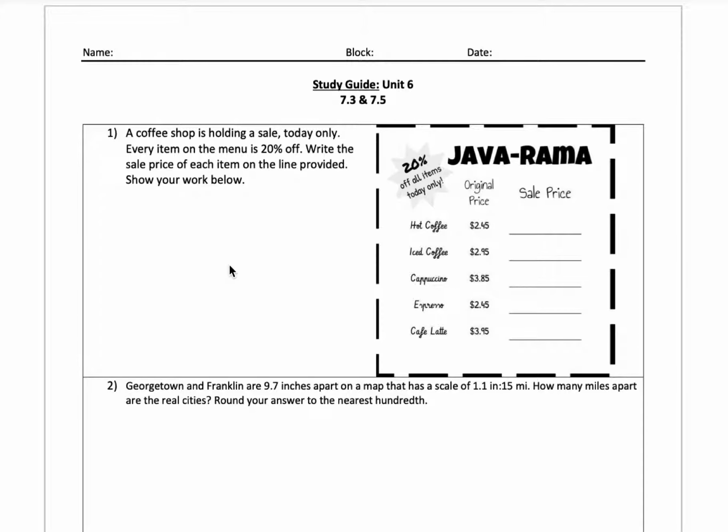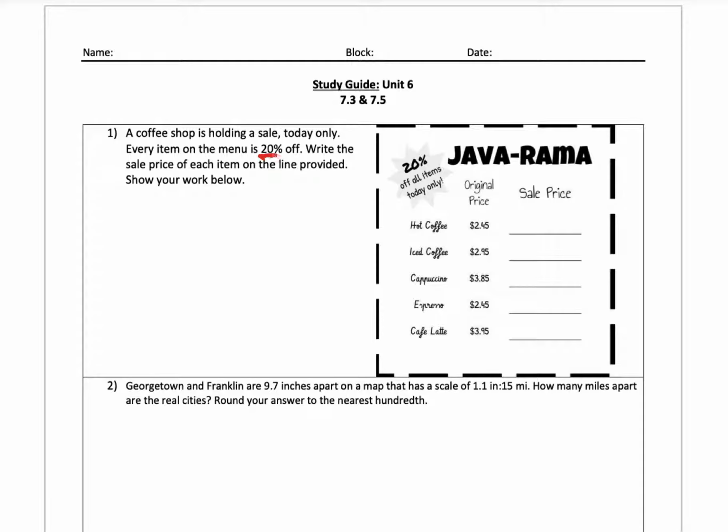We're going to review the Unit 6 study guide. Feel free to jump around to just the problem numbers that you feel like you need to review. In number 1, it tells us a coffee shop is holding a sale today only. Every item on the menu is 20% off. Write the sale price of each item on the line provided and show your work below.